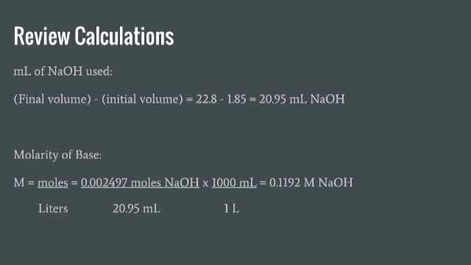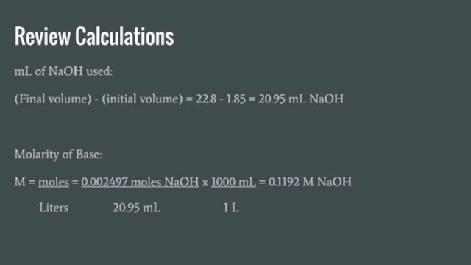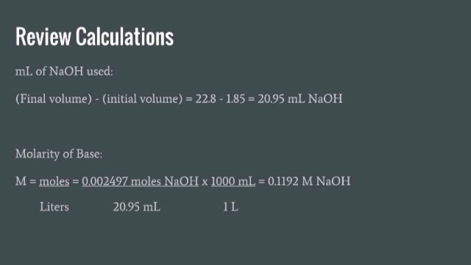To find the milliliters volume of the sodium hydroxide solution, you subtract the initial volume from the final volume. For our data, we had 22.8 milliliters final volume. The initial volume was 1.85. So we did 22.8 minus 1.85, and that gave us 20.95 milliliters of NaOH. So that's the volume of the base.